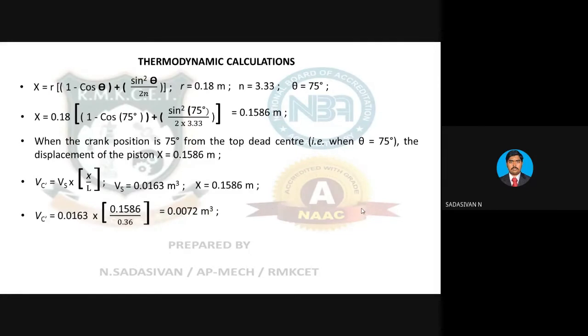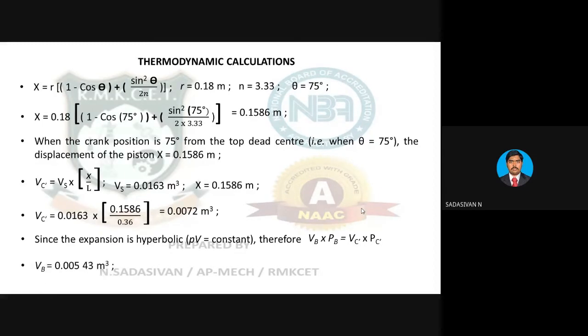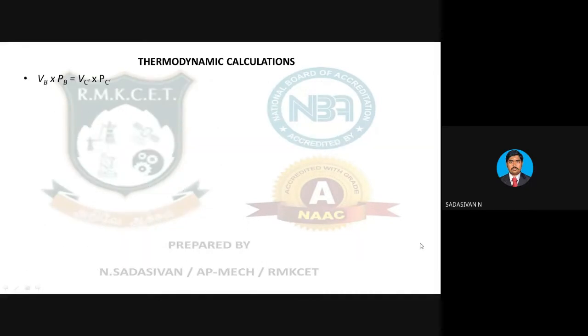So that is the volume I have found out. Now I am going to use the isothermal relationship, PV equal to constant. Pressure at B into volume at B equal to pressure at C dash into volume at C dash. So volume of B is 1/3 of the swept volume, which you have calculated above, in the last slide, 0.00543. Pressure at point B is 903 into 10^3. Volume at point C dash, just now calculated above, is 0.0072. Using all these three, you can find out the pressure at C dash.